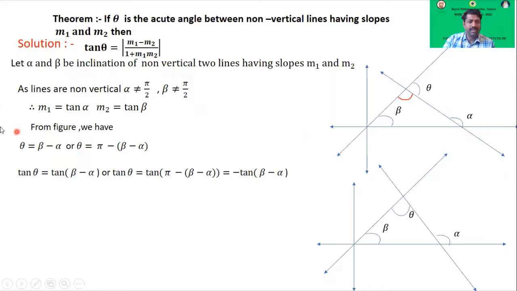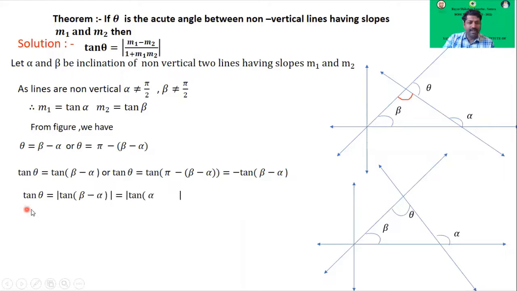Look here, tan theta is equal to tan of beta minus alpha, and tan theta is equal to tan of pi minus beta minus alpha. So we know that tan of pi minus theta means second quadrant. So in the second quadrant tan is negative. So tan of pi minus theta is minus tan theta. Here theta is beta minus alpha.